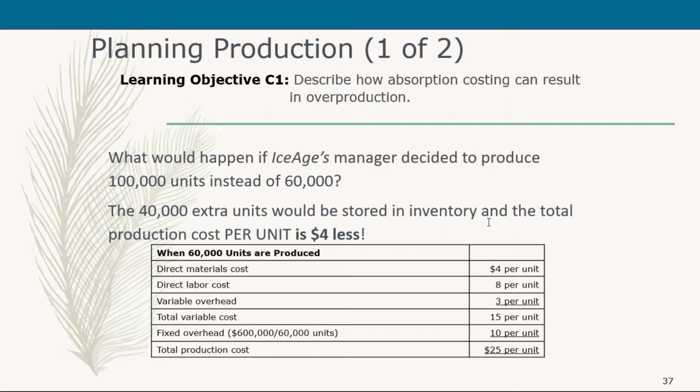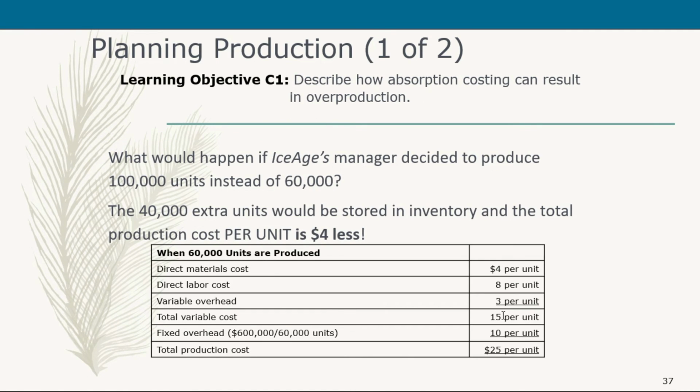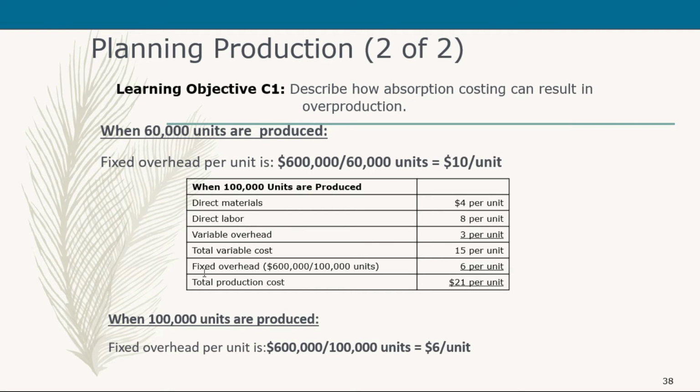So in this statement, it was mentioned here that your total production cost per unit will be $4 less. So how did we compute that amount? Okay. So in here, when we produce 100,000 units, we have the same variable cost per unit of $15 per unit, the same as the previous slide, right? And then we have now your fixed overhead. How do we compute now for its unit cost?